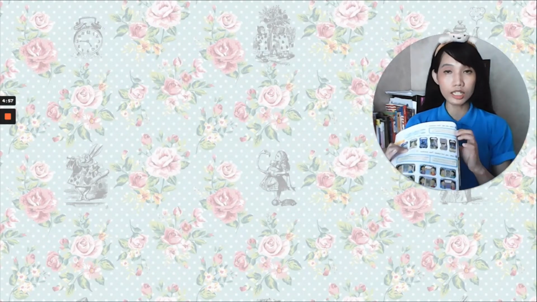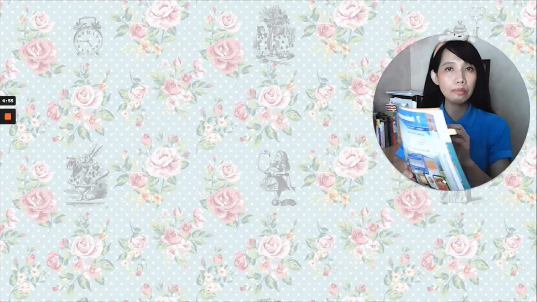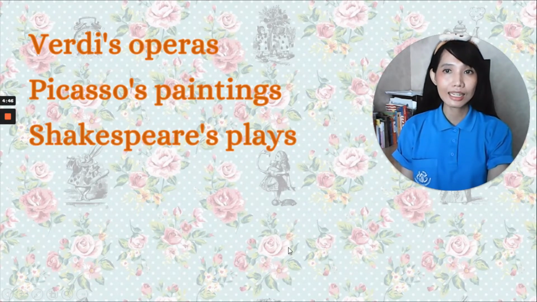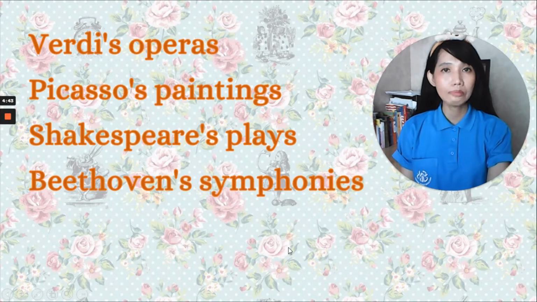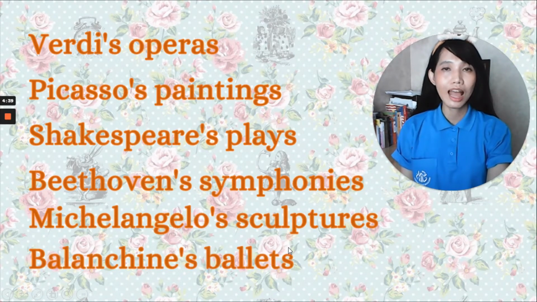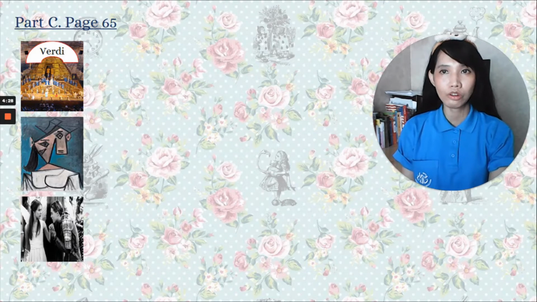Okay, before we do the exercise part C, I want to remind you about 6 words that we learned before. The first one is body opera, Picasso painting, Shakespeare play, Beethoven symphony, Michelangelo sculpture, and the last one, Balanchine's ballet. Do you remember all these 6 words? Yes, if you can remember 6 words, it's going to be easy for you.